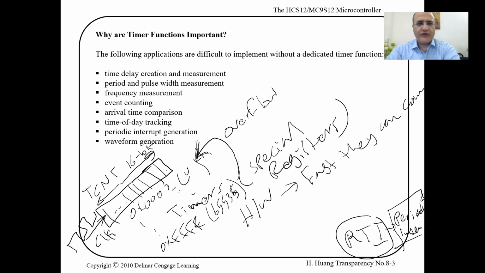Counters and timer functions are very important for time delay generation, measuring time between events, measuring periods and pulse widths, generating or measuring frequencies, counting events or generating events based on time, computing arrival time, tracking time of day, generating periodic interrupts just like the real-time interrupt, generating waveforms, and so on. All these things get support from the hardware through timers.